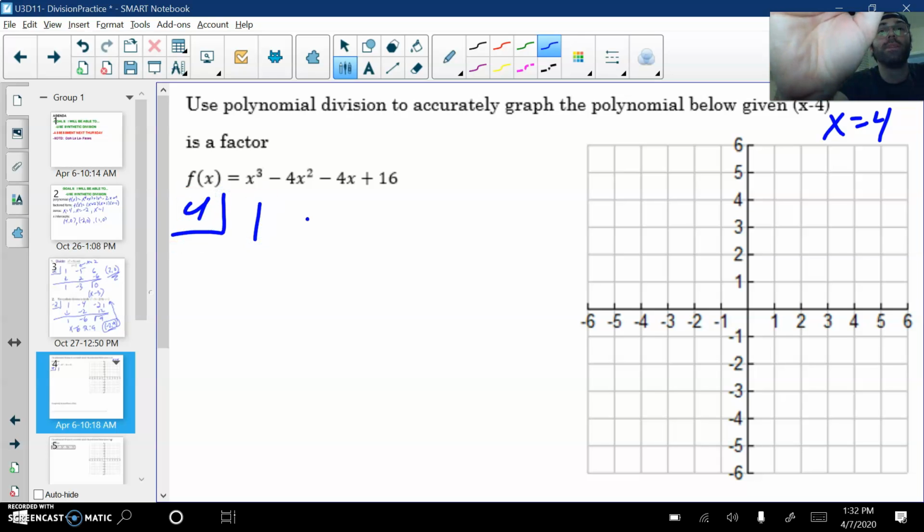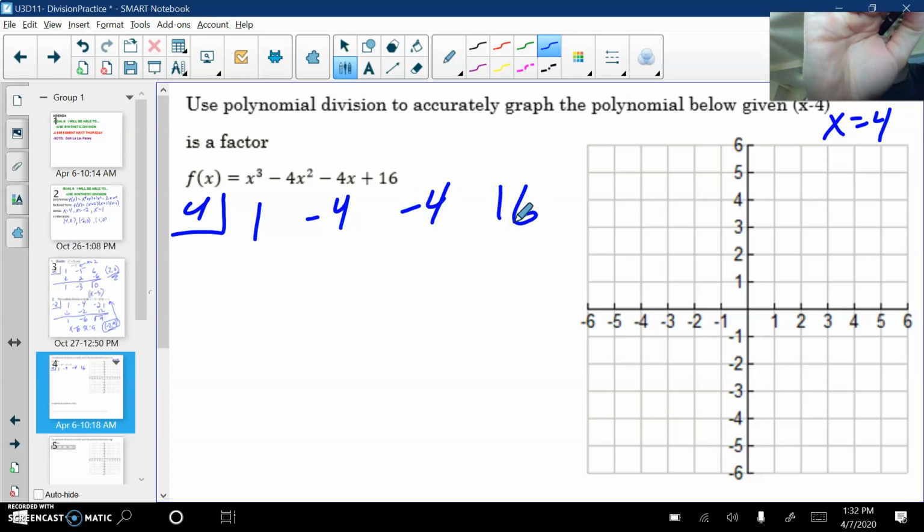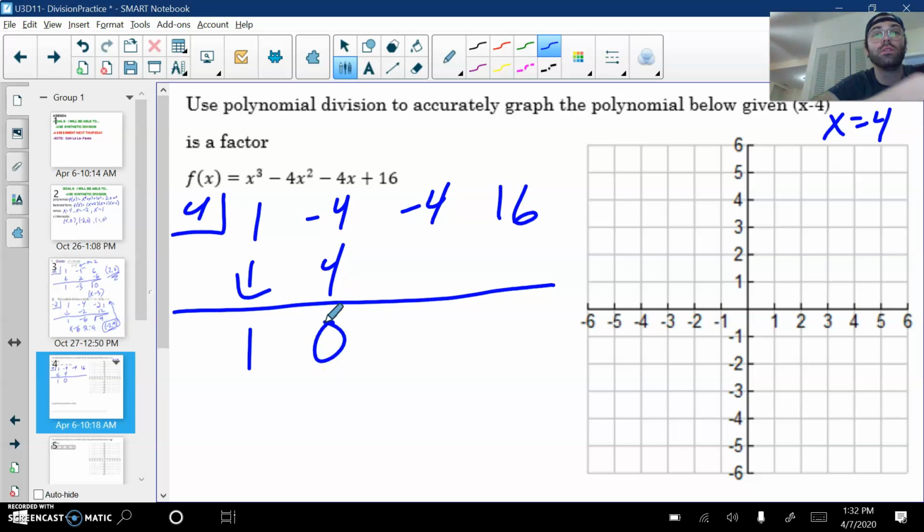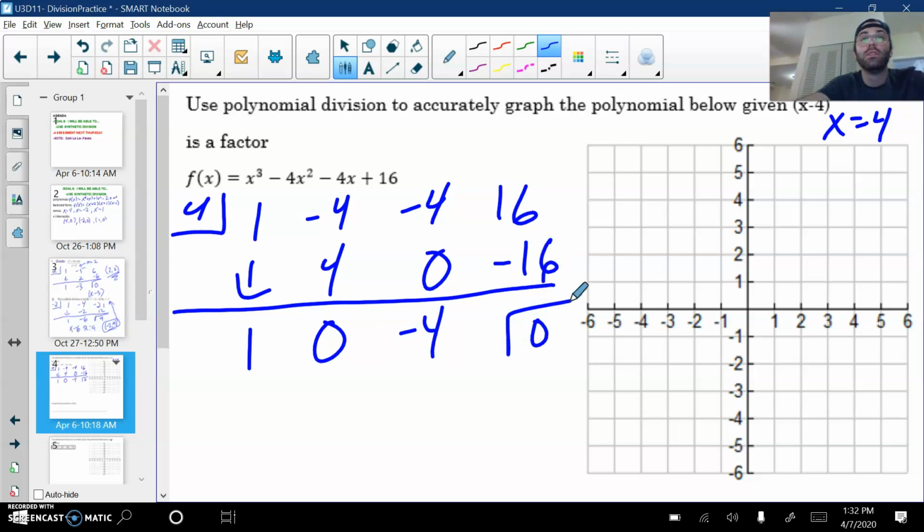I'm going to have 1, -4, -4, 16 across the top. Draw my line. Draw the 1 straight down. 1 times 4 is 4. -4 plus 4 is 0. 0 times 4 is 0. -4, -16, 0. That tells me already that 4 is a 0. This is a 0 of my function.